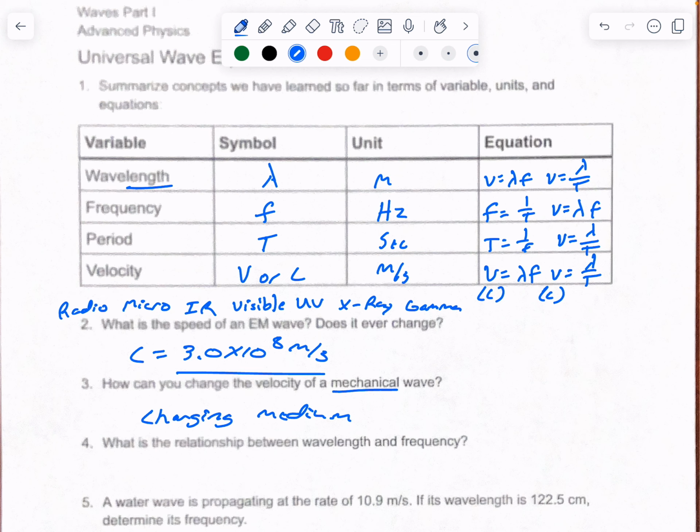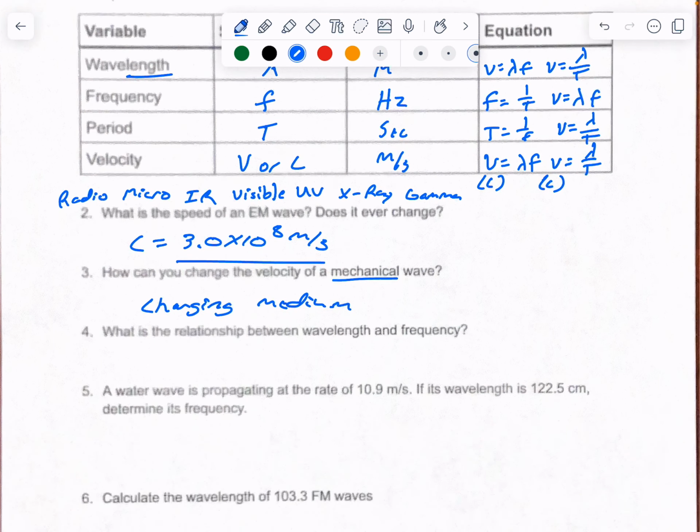Sound is actually pretty slow in air, okay, because particles are very spaced out, so they can't transfer energy very well. But if you were to take the same sound and introduce it to water or solid, it's going to travel even faster. So if you want to make it go faster, you got to change the actual material of the medium.